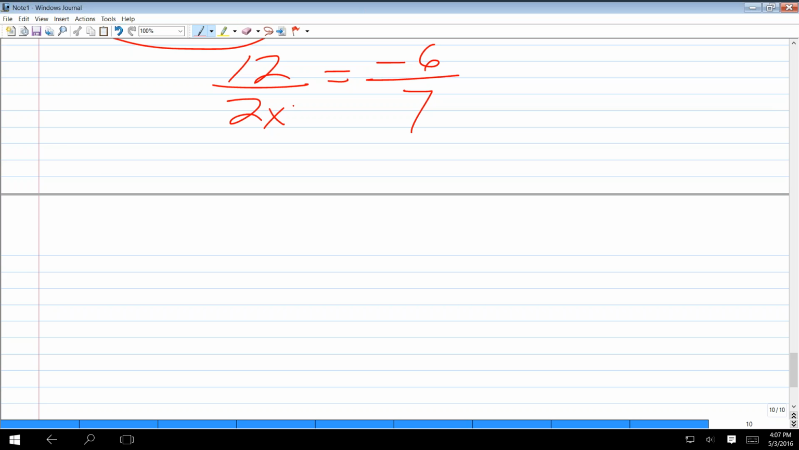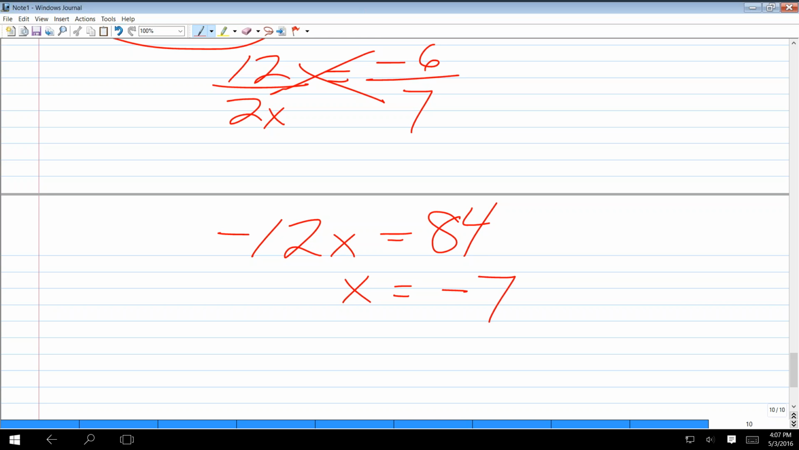In other words, what I could also do here is multiply both sides by 2x and then multiply both sides by 7. That gets rid of all denominators. Well, I do that in one step. It's called cross multiplication, but it's really two steps. You see that? So I get minus 12x equals 84. What's x equal? Negative 7.